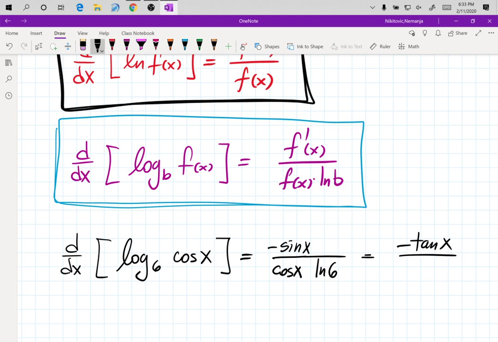Negative tangent x over ln 6. In this case, any function goes instead of the cosine, right? Exponential function, another logarithmic function, any trig, even the functions you're going to learn on Thursday, anything goes there.